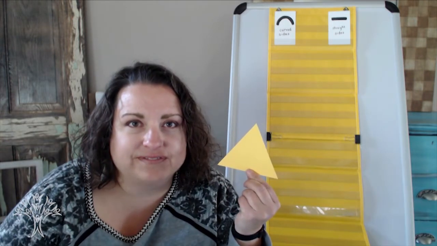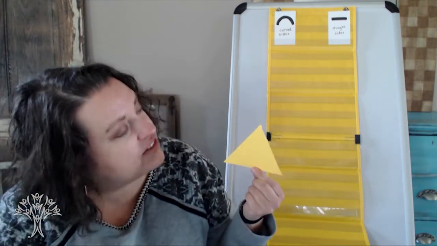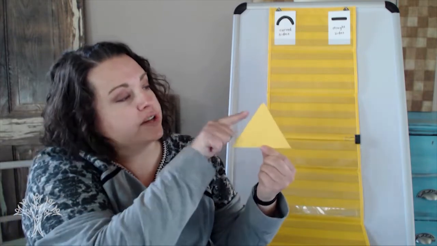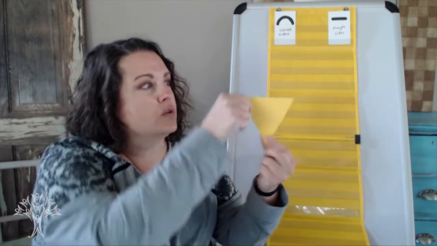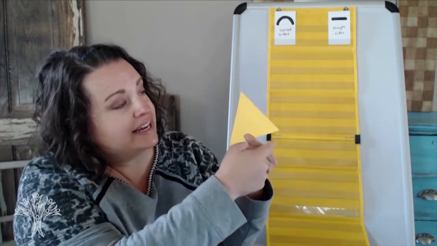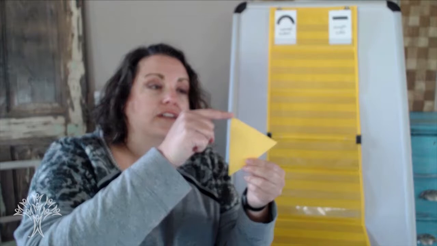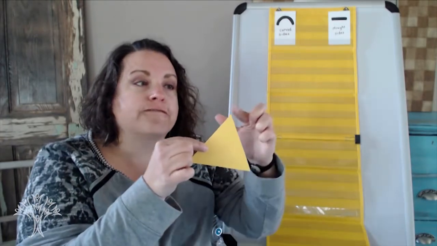What makes a triangle a triangle? Did you say it has 3 sides? A triangle does have 3 sides. It has 3 straight sides, actually. 1 straight side, 2 straight sides, 3 straight sides. And even if I rotate it, it's still a triangle. It still has 3 sides. The other thing you might notice about a triangle is that it has 3 corners. Corners are where the sides come together. Mathematicians sometimes call corners vertices.